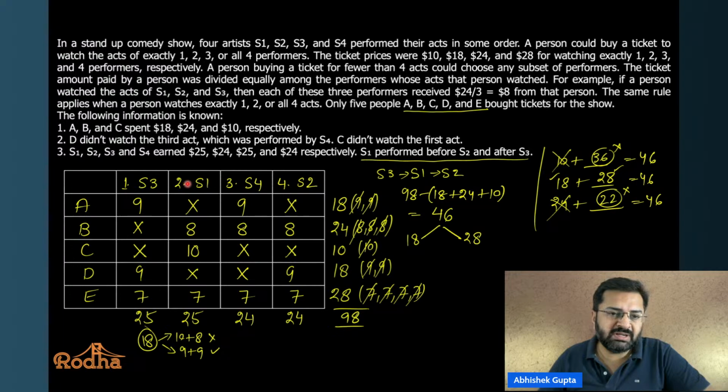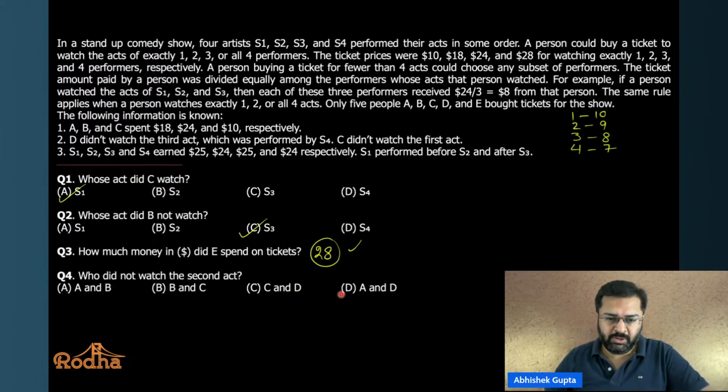So who did not watch the second act? You can see A did not watch. You can find this cross here and you can find this cross here. So A did not watch the second act. The second act is S1, and D did not watch the second act. So A and D would be option D here. And we got our 4 answers. They will be A, C, 28 and D.